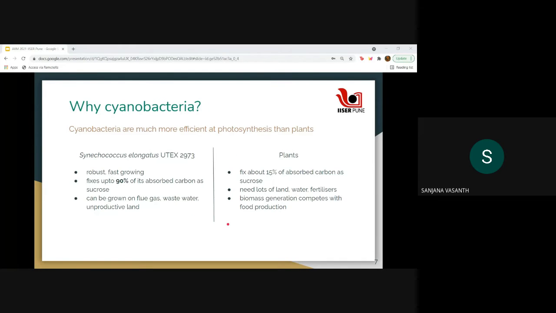Our choice of strain is superior to plants on many different fronts. It thrives at high light, temperature, and CO2 concentrations, and is thus suitable for outdoor cultivation. It fixes a much greater proportion of its carbon as sucrose, 90% compared to 15%. It is also less resource intensive to grow and can subsist on waste such as industrial flue gas and wastewater, so it does not compete with food production and agriculture.